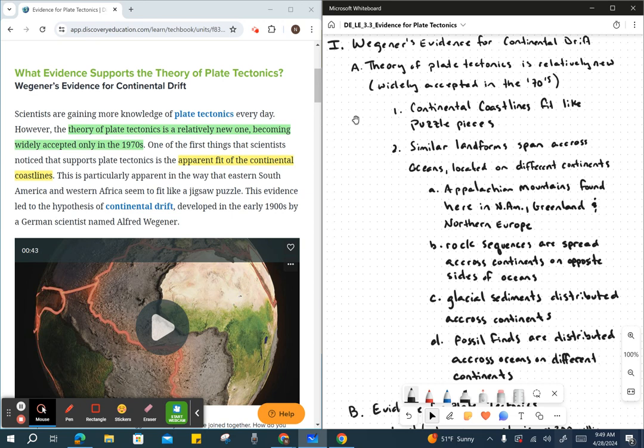He, of course, argued that the continental coastlines fit like puzzle pieces. Some are easier to see than others. For example, as you know, when you look at South America and Africa, those pieces seem to fit quite nicely. Some of the other evidence that he found was that you had similar landforms that span across the oceans. They're located on different continents.